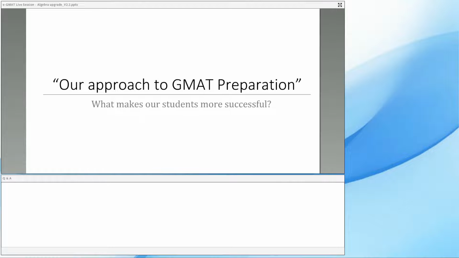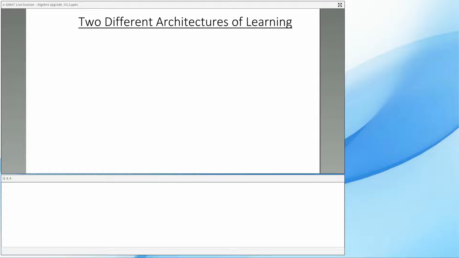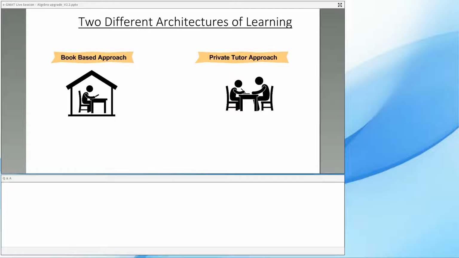So what makes our students more likely to succeed than students from other prep courses? I think it's the architecture of the learning that we provide, how we think about helping a student get to that 720, 730, or 740 score. When you look at the predominant architectures of learning that exist today, there are two you'd find in literature. One is what we call the classical book-based approach, which is probably the oldest learning architecture that exists today. And the second is the private tutor-based approach, which again is a fairly old architecture, but not as prevalent as the book-based approach.